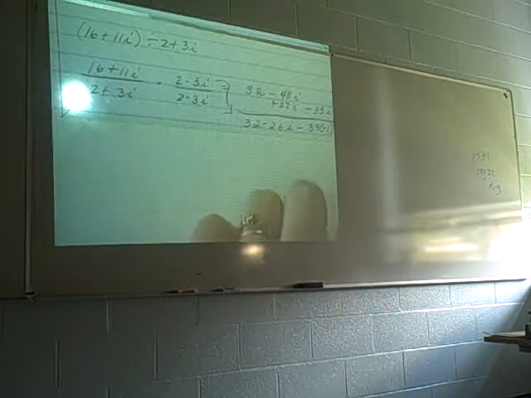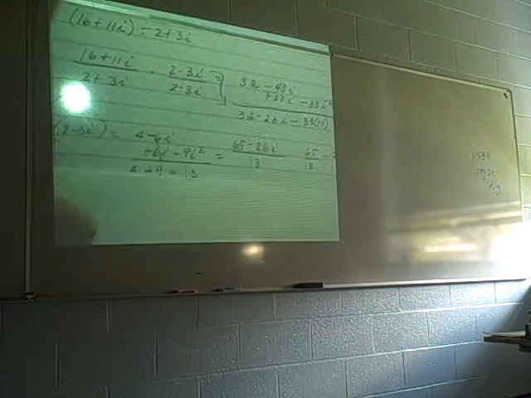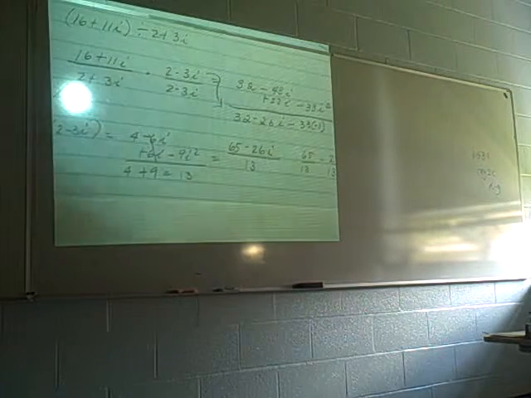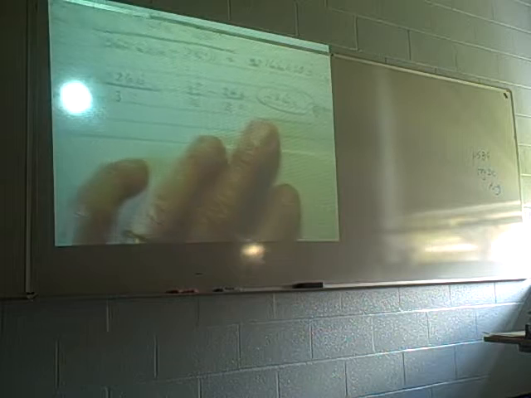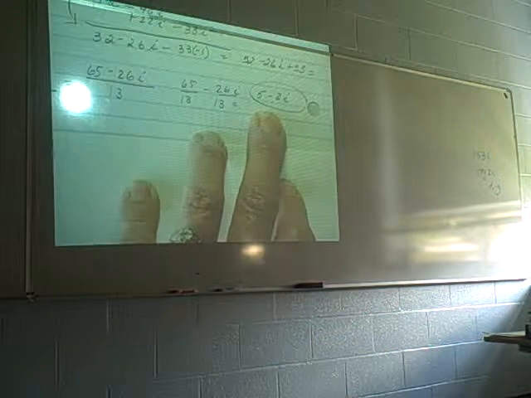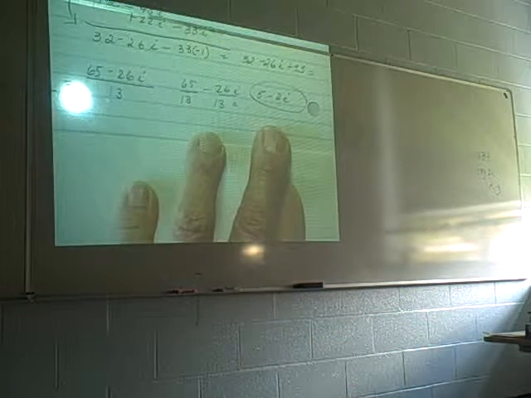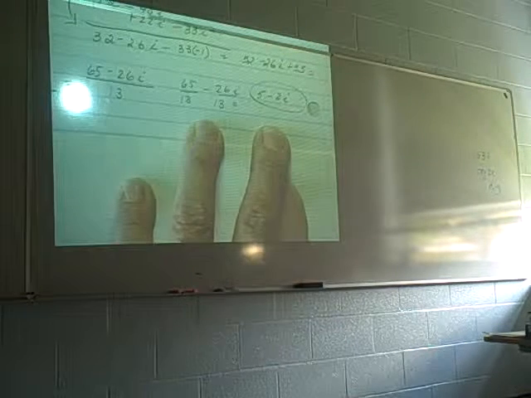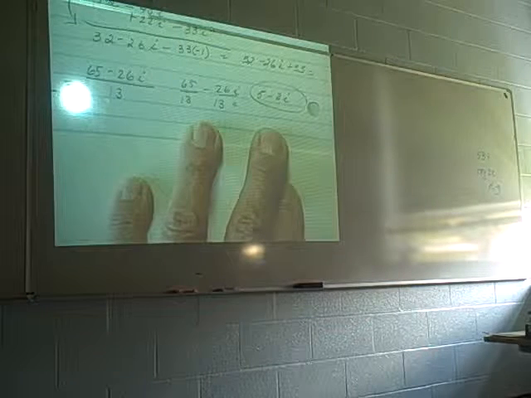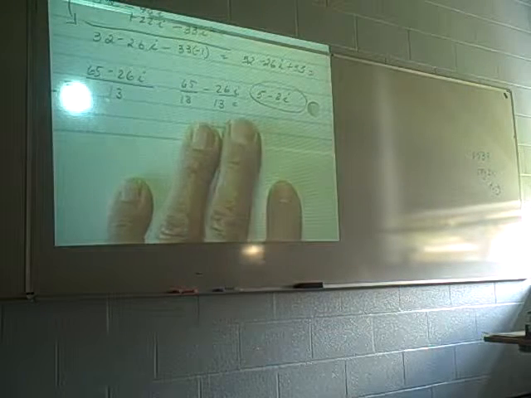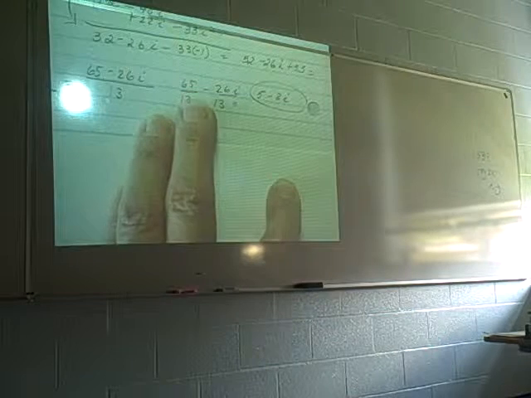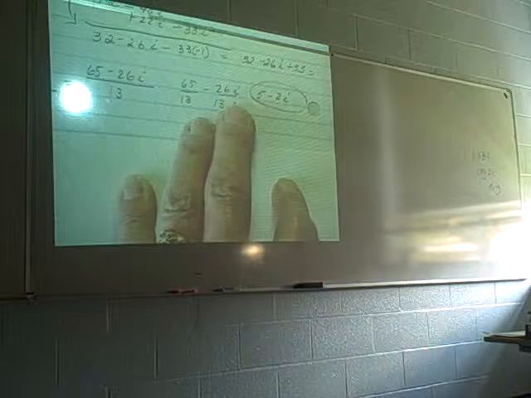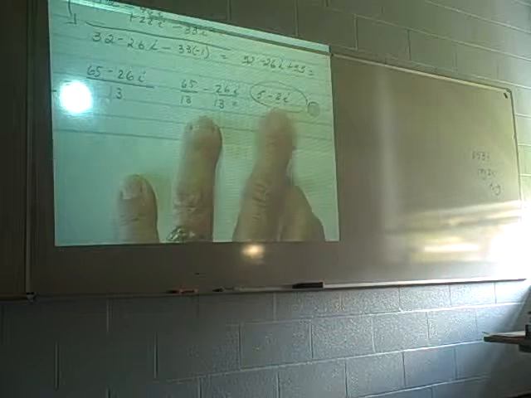So we multiplied across, and I ended up with, hold on a second, the final answer for number 14 would have been 5 minus 2i. Wait, is that right? 65 over 13 is 5? It's 5. 65 divided by 13 is 5, and then 26i divided by 13 is 2i. Final answer.